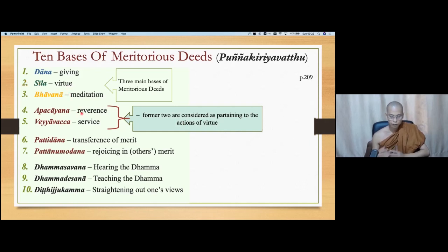They have the nature of virtue, and they are kinds of practice. Reverence, giving reverence, and service, giving service, are kinds of practice. So they can be put into sila to make the shortened list of dana, sila, bhavana. Here the remaining seven will be inserted into the main three. Numbers 4 and 5 can be put into sila; we can understand them as the sila group.